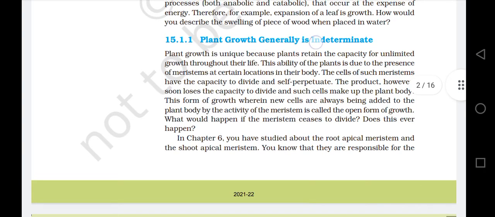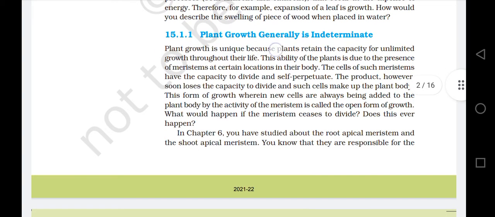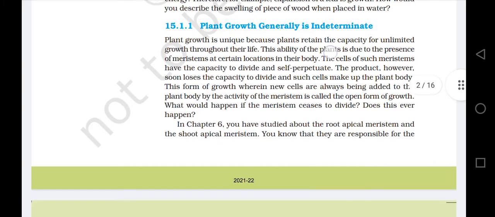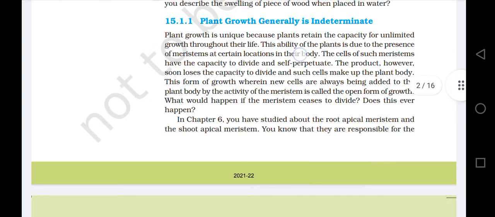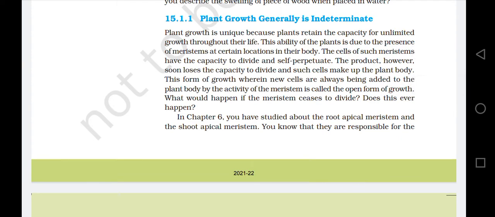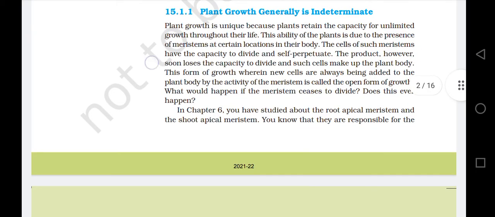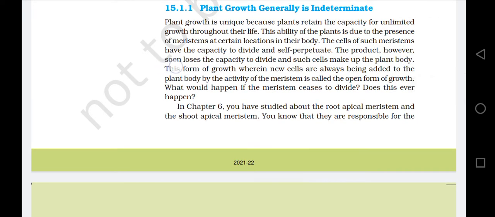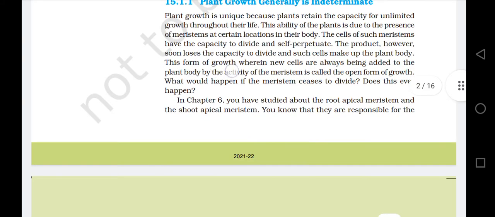15.1.1 Plant growth generally is indeterminate. Plant growth is unique because plants retain the capacity for unlimited growth throughout their life. This ability of the plants is due to the presence of meristems at certain locations in their body. The cells of such meristems have the capacity to divide and self-perpetuate. The product, however, soon loses the capacity to divide, and such cells make up the plant body. This form of growth, wherein new cells are always being added to the plant body by the activity of the meristem, is called the open form of growth.